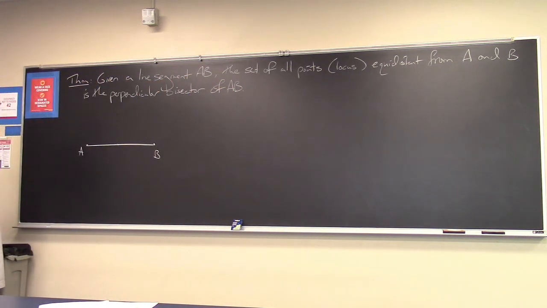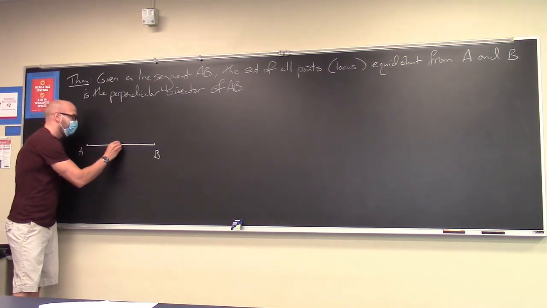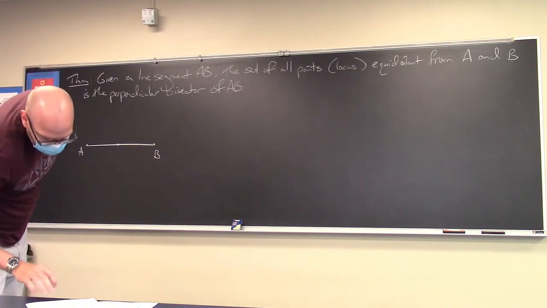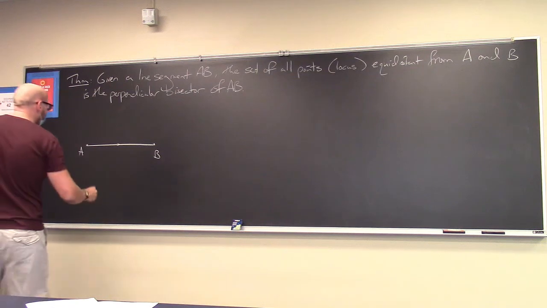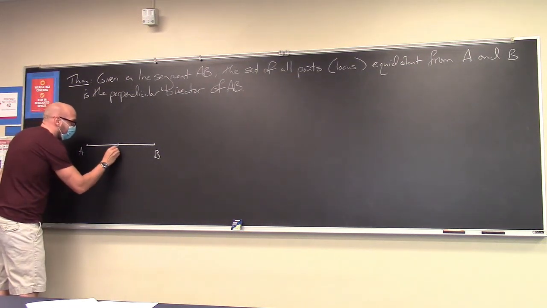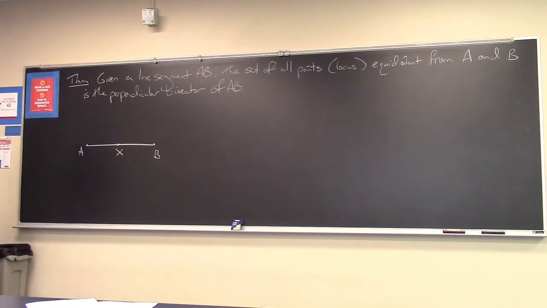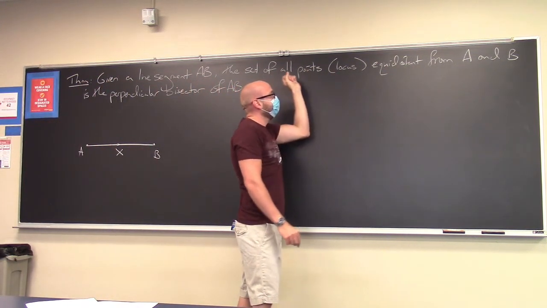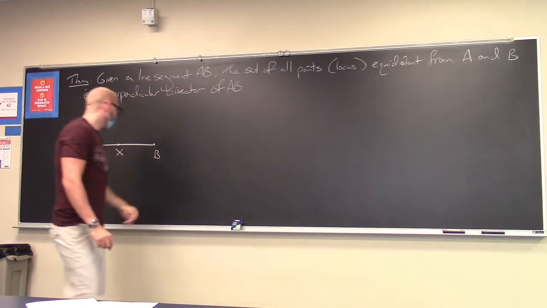Visually, not too hard to convince yourself, right? Let's say this midpoint is, what have I called it in my notes? X, actually. Let's say that midpoint there is X. Is that midpoint equidistant from A and B? Yeah, so it's on this curve we're looking at, it's on this locus. It's in this set of points that's equidistant from A and B.